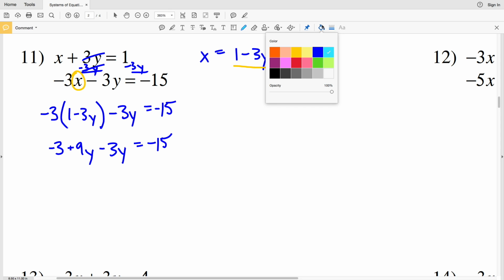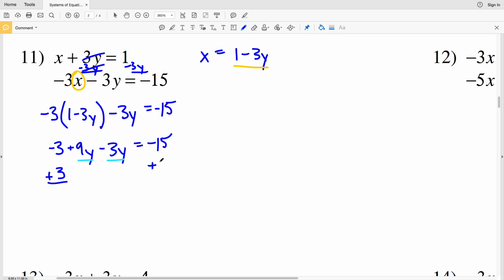So what I'll do, I'll combine my y terms, and at the same time, I'll add a positive 3 to both sides so that my y terms are the only thing on the left-hand side of my equation. 9y minus 3y is 6y, and that's going to be equal to negative 15 plus 3, which is negative 12. Dividing by 6, I'll get that y is equal to negative 2.